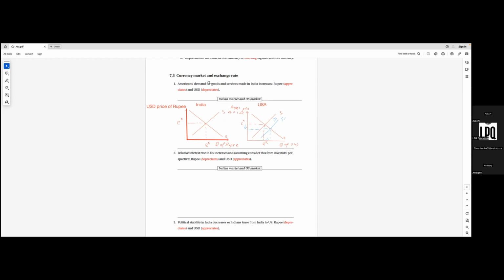Same event, the effects on the Indian market. This time, which curve should we shift? The demand curve to the right. So E number one, E number two. Because Americans now demand more Indian rupees, we shift the demand curve to the right.